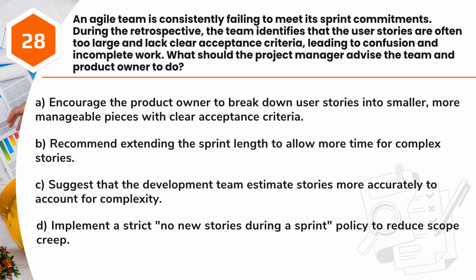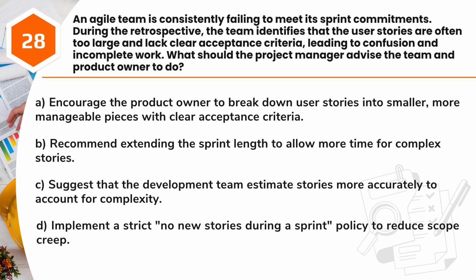Question 28. An Agile team is consistently failing to meet its sprint commitments. During the retrospective, the team identifies that the user stories are often too large and lack clear acceptance criteria, leading to confusion and incomplete work. What should the project manager advise the team and product owner to do?